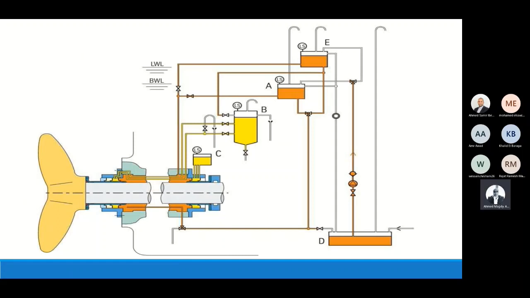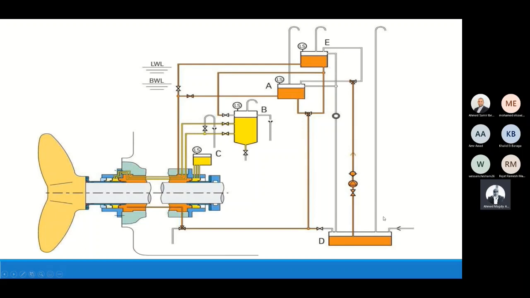Okay, this is the diagram of the whole components of this system. Now, how the system runs. Now we'll take it gradually. We have three main lubrication oil tanks for this system.